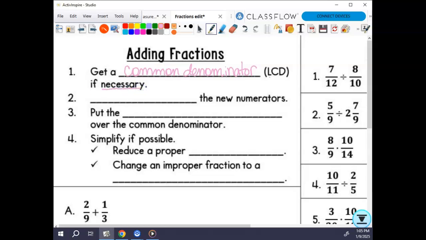Let me just point this out. It is necessary to have a common denominator. You just might not have to get one if you already have one. That's why it says if necessary.